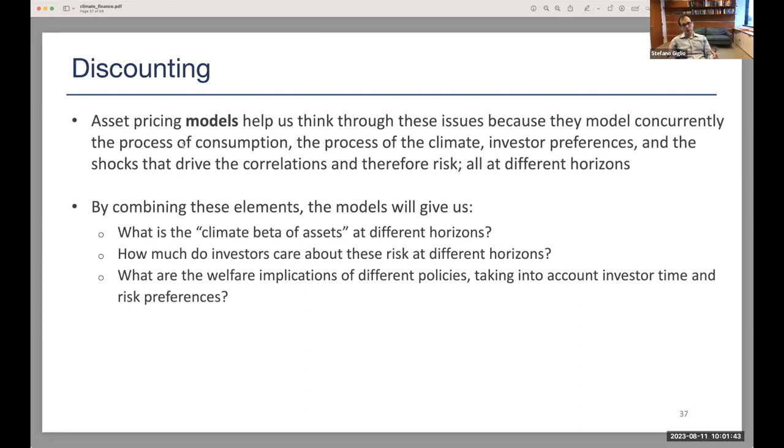I can take these models, and these models are going to model both the economy and the climate and investor preferences. And I can use existing data on term structures to calibrate these models. And then these models will have implications for the term structure of discount rates for the climate. Okay, so that's kind of the mental process.